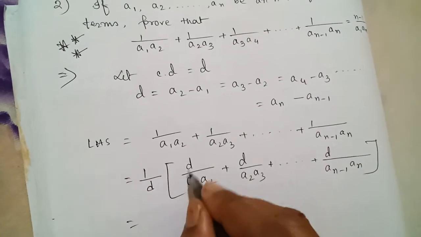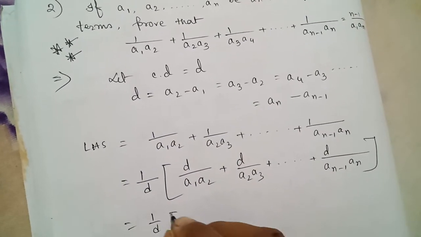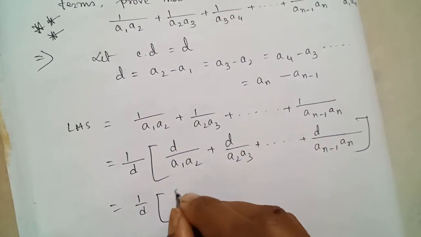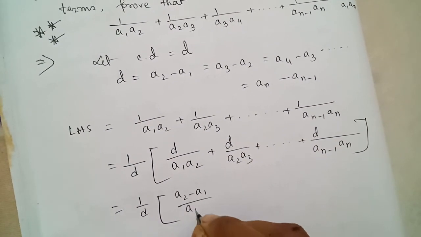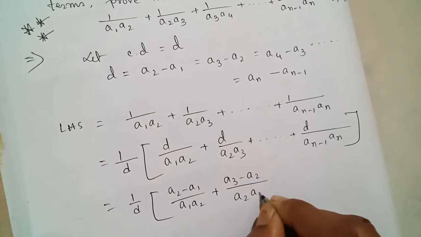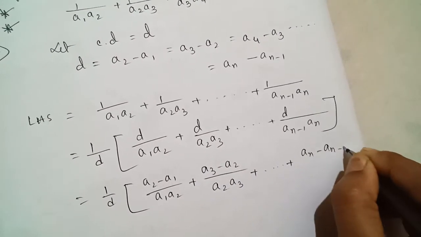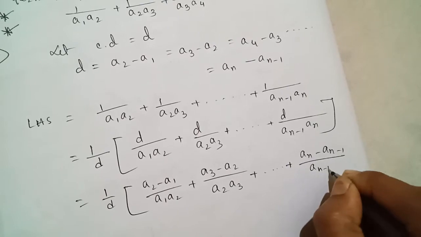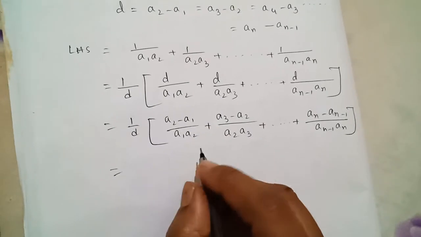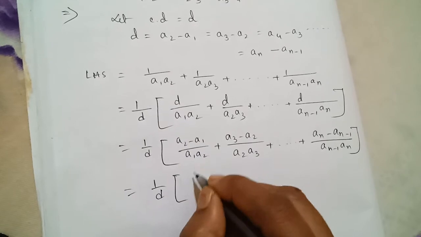Now look, for this d will be replaced with this value. Okay, so a1 a2, that means we will write a2 minus a1 divided by a1 a2 plus a3 minus a2 divided by a2 a3 plus dot dot dot plus an minus 1 divided by an minus 1 into an, like this. If we expand this, what will we get? We will get 1 by d equals to this portion.